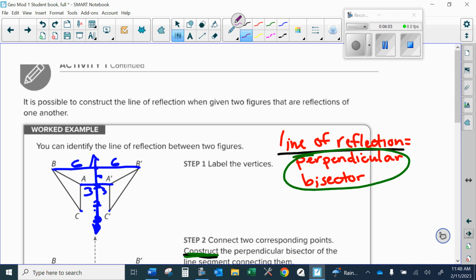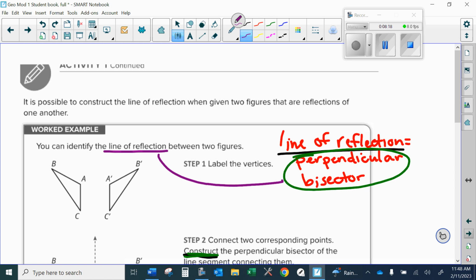Okay, it says you can identify the line of reflection between two figures. So how do I do that? The line of reflection is also called, as I wrote over here, the perpendicular bisector. So line of reflection equals the perpendicular bisector. So all you have to do is take a ruler, for example, and find the midpoint between A and A prime. That's one pair of corresponding points.